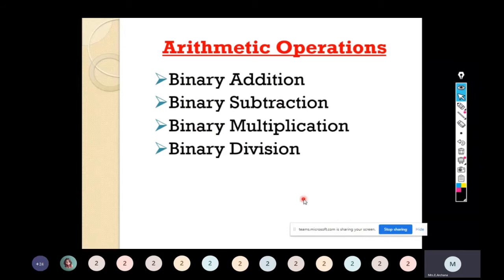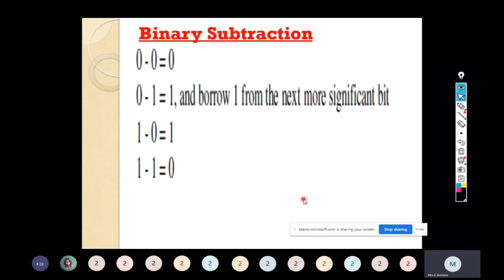There are 4 types of arithmetic operations available: addition, binary subtraction, binary multiplication, and binary division. We are going to see binary subtraction. The rules for subtraction are: 0 minus 0 is 0. 0 minus 1 is 1, and borrow 1 from the next more significant bit. 1 minus 0 equals 1. 1 minus 1 equals 0. These are the 4 rules for binary subtraction.